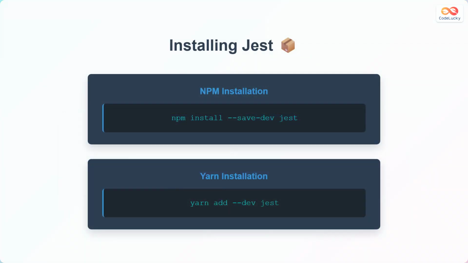To install Jest, you can use npm or yarn. For npm, run the command npm install --save-dev jest. For yarn, use the command yarn add --dev jest.